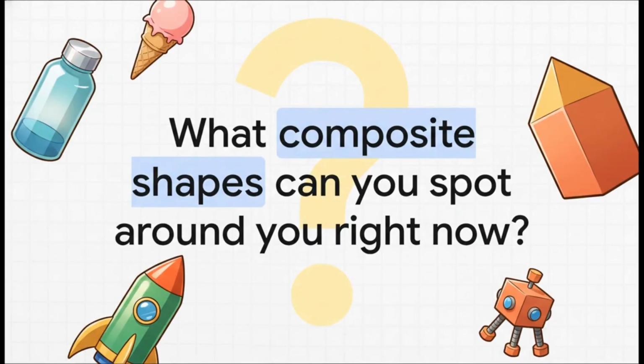So I want you to look around you, right now. A simple ice cream cone is, well, a cone with a half sphere on top. A building might be a rectangular prism with a pyramid on the roof. Now that you have the tools, you'll start to see these fundamental shapes absolutely everywhere. So what are you going to measure first?